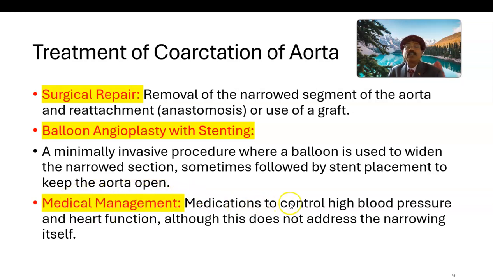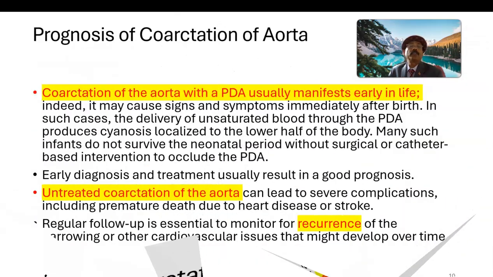Medical management: medication to control blood pressure like beta blocker, angiotensin converting enzyme inhibitor, angiotensin receptor blocker. So we may use medication, but the idea is that because it is a mechanical obstruction, you must remove the mechanical obstruction by surgery. Although this medication does not address the narrowing itself. Okay, so treatment is just surgical. That is the best treatment.